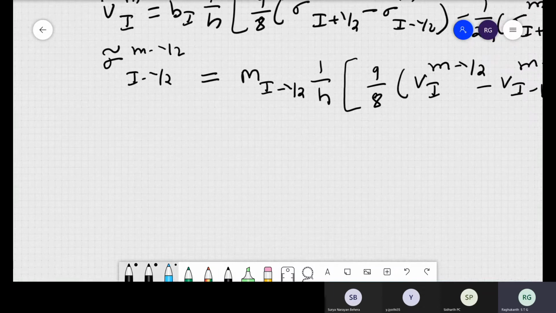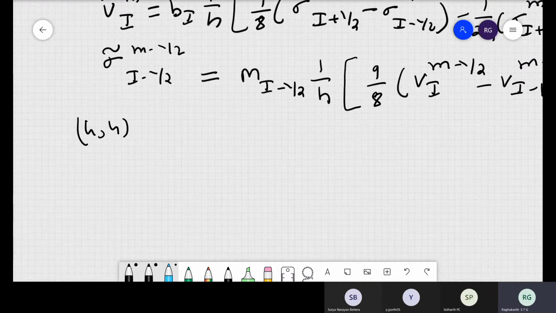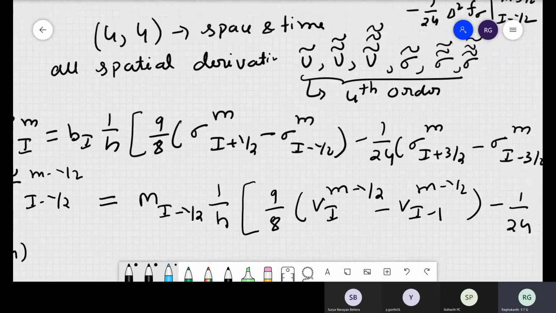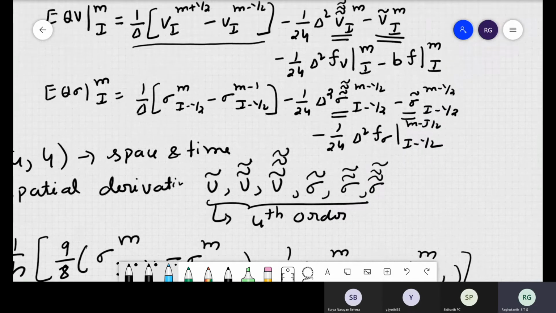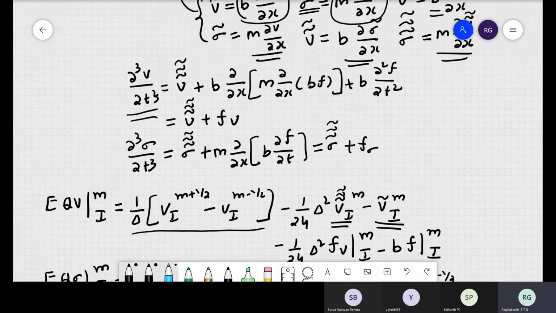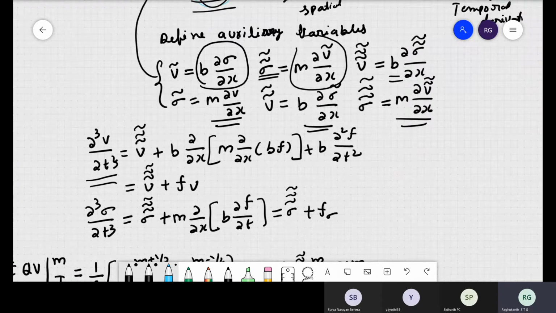Now our scheme is, you followed, right? Fourth order in time, fourth order in space also. Here these terms are there, and in this expression we have all these variables. What are these variables? I think last class we have already written them. You can see here, these are the auxiliary variables. So v hat is b times ∂sigma/∂x, this one.